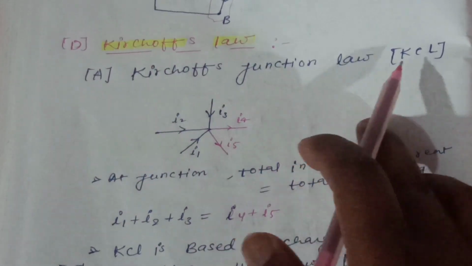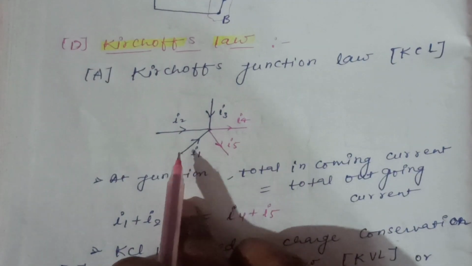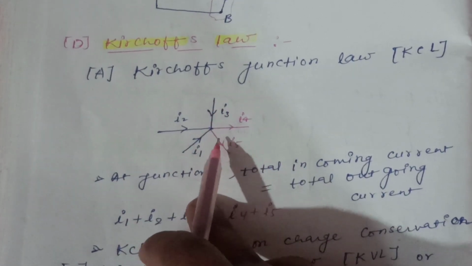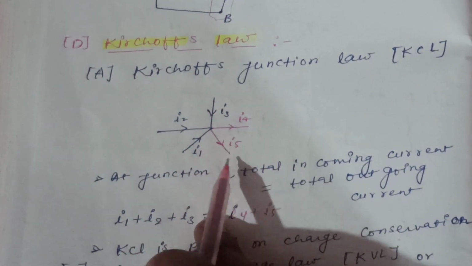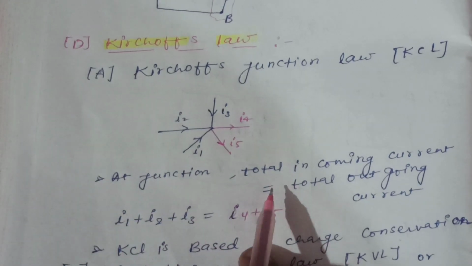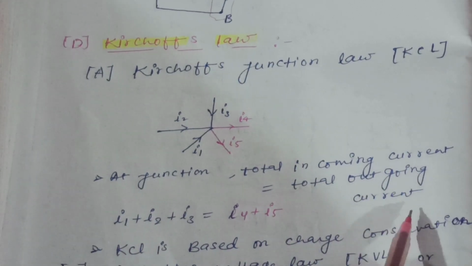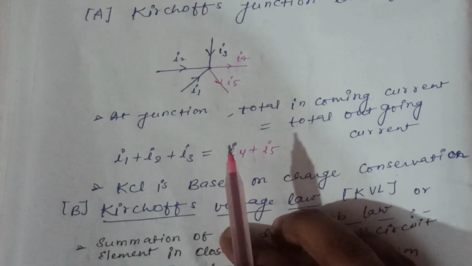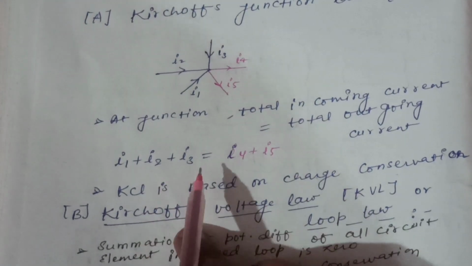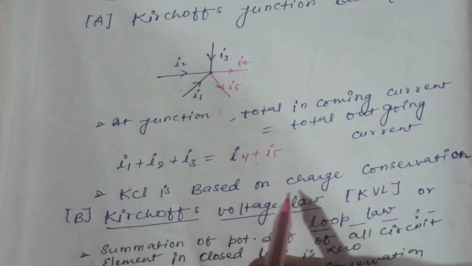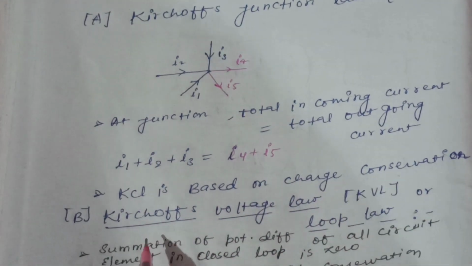Kirchhoff's junction law, KCL. I1, I2, I3 enter, then I4, I5 leave at the junction. Total incoming current is equal to total outgoing current. I1 plus I2 plus I3 is equal to I4 plus I5. KCL is based on the conservation of charge.